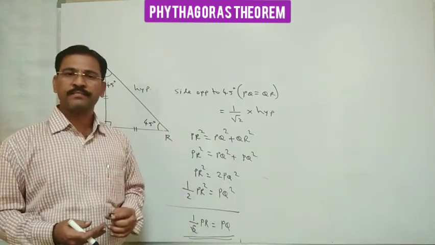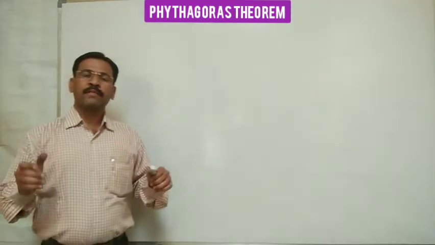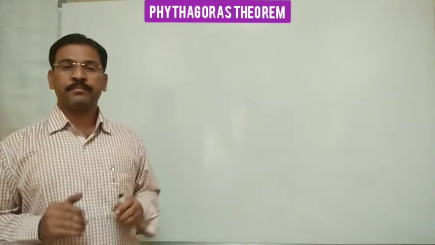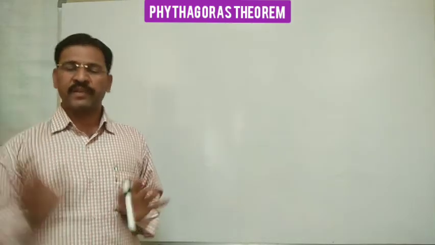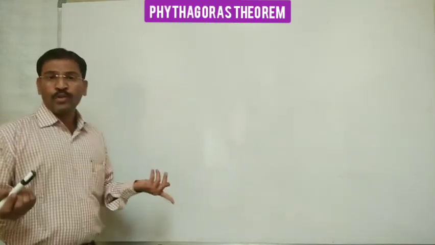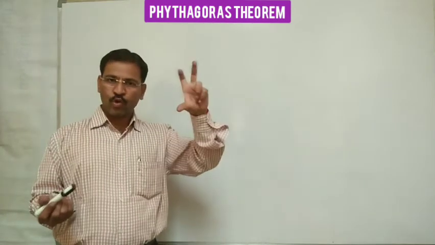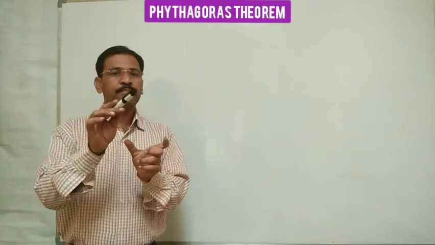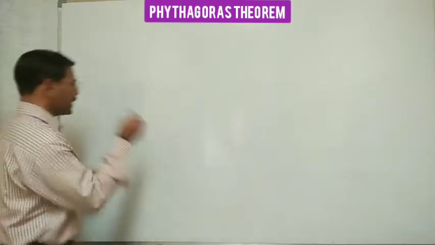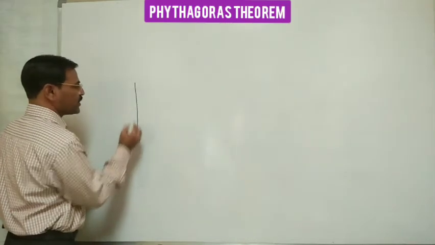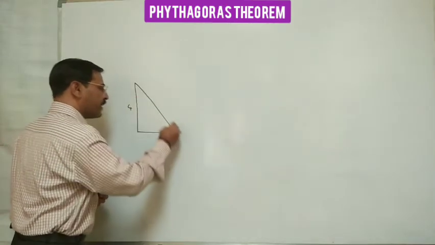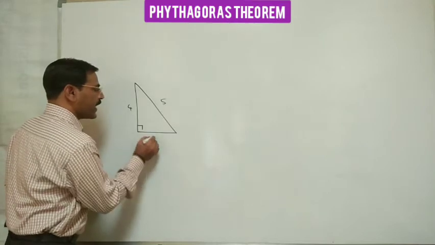Okay friends? Friends, we can prove Pythagoras theorem in so many different ways. Okay, we'll take one of them. Look here. As you know, sides 4, 3 and 5 make a right angle triangle. I'll take that particular one. Suppose this is 4, this is 3. Then definitely it will come 5 if it is a right angle triangle.